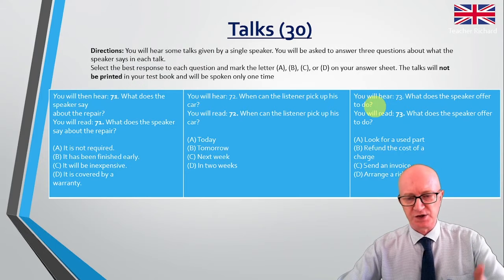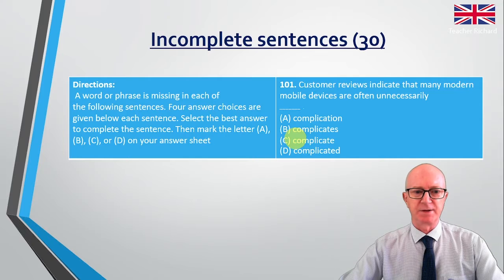Because the questions are going to be at the end of the listening section. Incomplete sentences. There are 30 of these. A word or phrase is missing in each of the following sentences. 4 answer choices are given for each sentence. And again, select A, B, C or D. Here is a typical question.